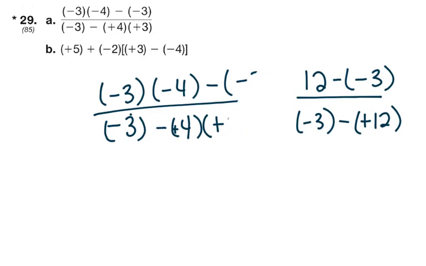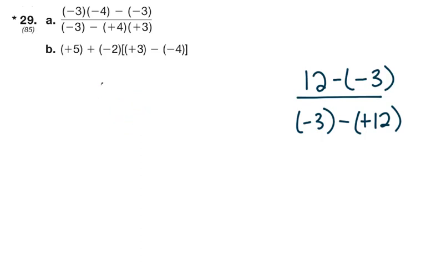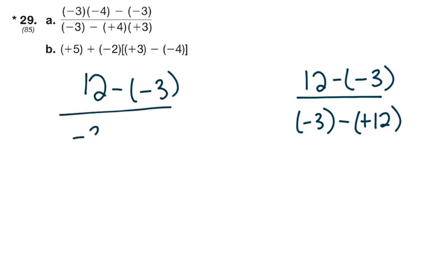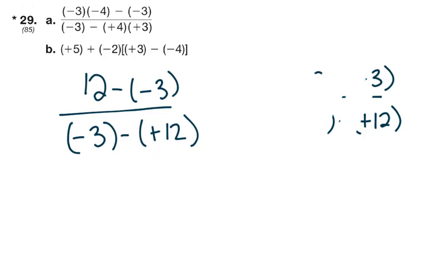I'm going to erase it so you can just see what we have left. And I'm going to write it over here so it's easier to see. It gives me a little bit of room to work. And so now I have 12 minus negative 3 over negative 3 minus positive 12.